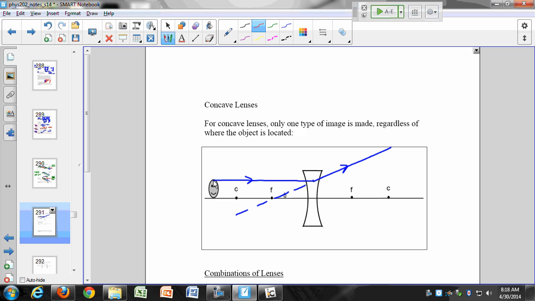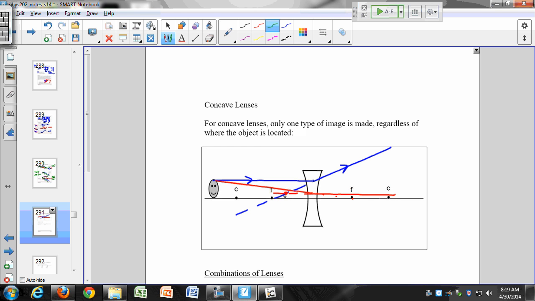So I'm going to draw a ray that looks like that, such that if I were to trace it forward, it would go through the focal point. And then it's going to go parallel to the axis. And then I'm going to trace this back right there. So I know that my image is going to form right there where those two rays cross.